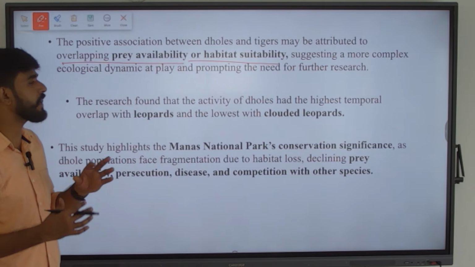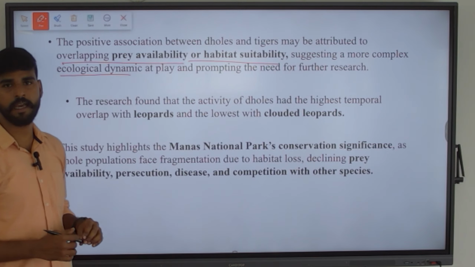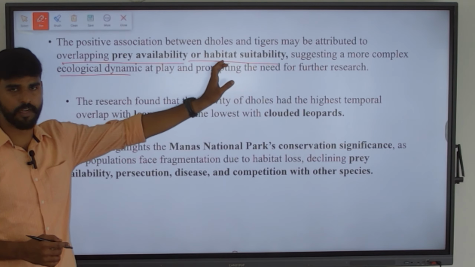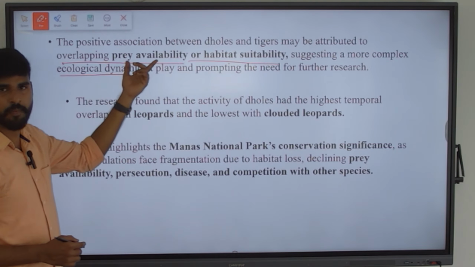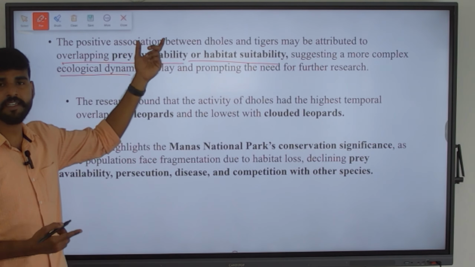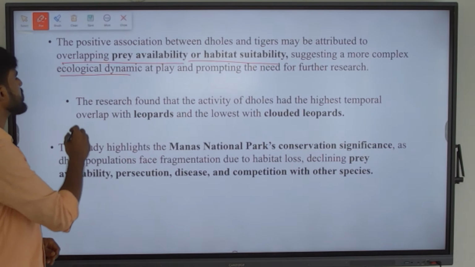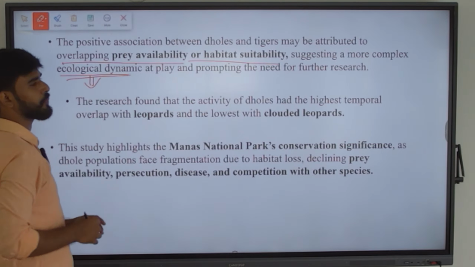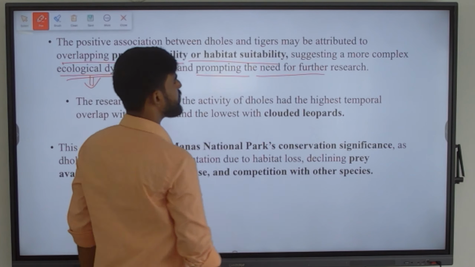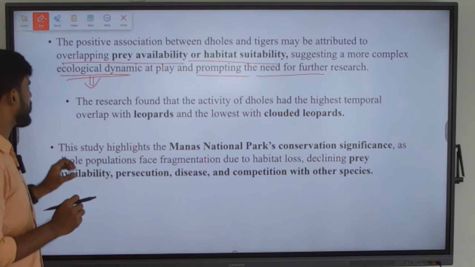That is the reason why they are having this positive relationship, which suggests a more complex ecological dynamic. Habitat suitability is there, that is why they both are living in that particular geographical location. They also have prey availability there, that is why they are at that location. But then they are not having a conflicting relationship, but then they have a positive association. Thus, it is considered to be a unique ecological dynamic or a complex ecological dynamic, prompting the need for future research. We need to understand it better for us to conclude something very substantial.